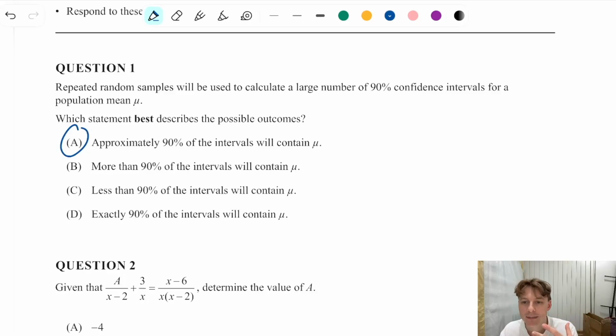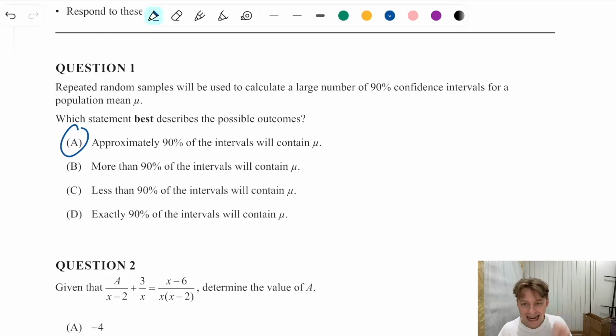B, more than 90% of the intervals, will, no. C is less than 90%, unlikely. I mean, it could be, right? It could be more, it could be less. That's why the word approximately works really well, because it could be a little bit more, it could be a little bit less, but approximately 90% of the intervals will contain the population mean.